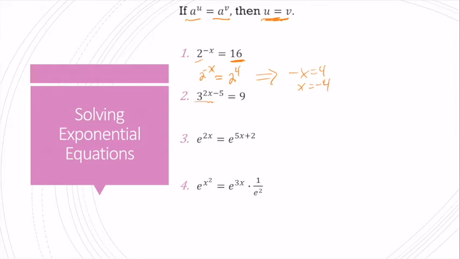If I have 3 to the 2x minus 5 equals 9, I'm going to rewrite this as 3 to the 2x minus 5 equals 3 squared. So I have that 2x minus 5 equals 2 by our theorem. I guess you could kind of call this a theorem. I'm going to add 5 to both sides. I get 2x equals 7, so x equals 7 halves. I'm going to go ahead and switch colors for clarification for these final 2 problems.